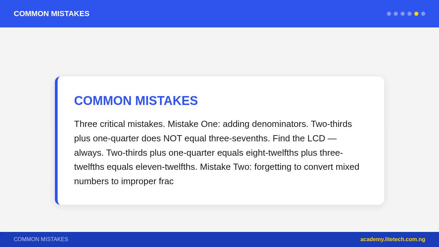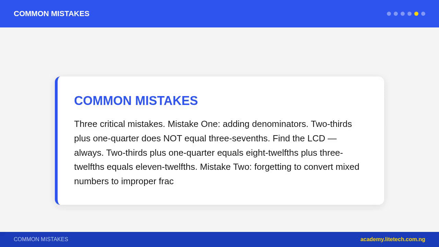3 critical mistakes. Mistake 1, adding denominators. 2/3 plus 1/4 does not equal 3/7. Find the LCD, always. 2/3 plus 1/4 equals 8/12 plus 3/12 equals 11/12. Mistake 2, forgetting to convert mixed numbers to improper fractions before multiplying or dividing. 2 1/2 times 3 is not 2 times 3 plus 1/2. Convert first, 5/2 times 3 equals 15/2 equals 7 1/2.